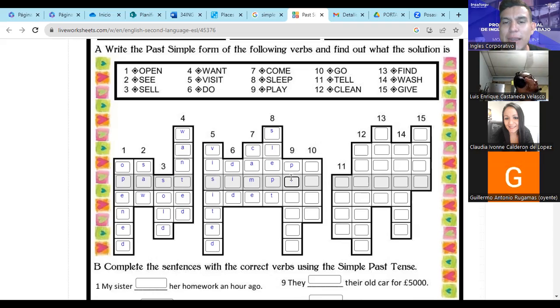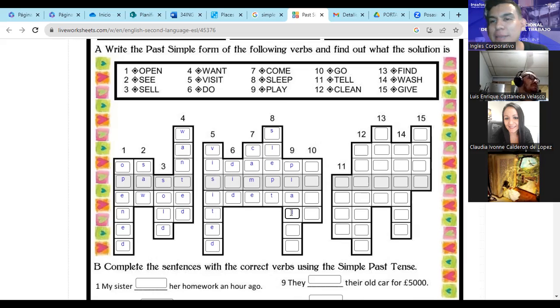Ok, algunos decimos played cuando estamos aprendiendo, pero la pronunciación correcta es played. Y en la forma infinitiva es play. Play and played. Ok. Number 10. The past form of the verb go. Went.